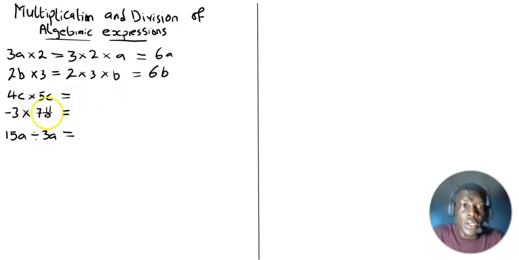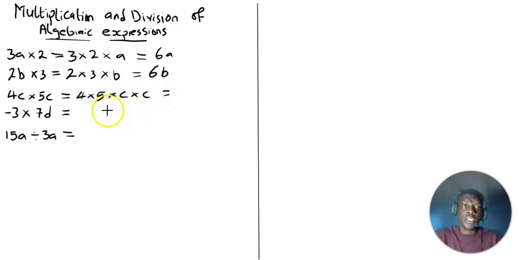Now here we have something different. You can also pause this and try it on your own. Here you have 4c times 5c. Let's put the like terms together, the numbers first, then the alphabets follow. So you have 4 times 5 times c times c. In this case, 4 times 5 will give you 20. Then c times c, what will c times c give you?